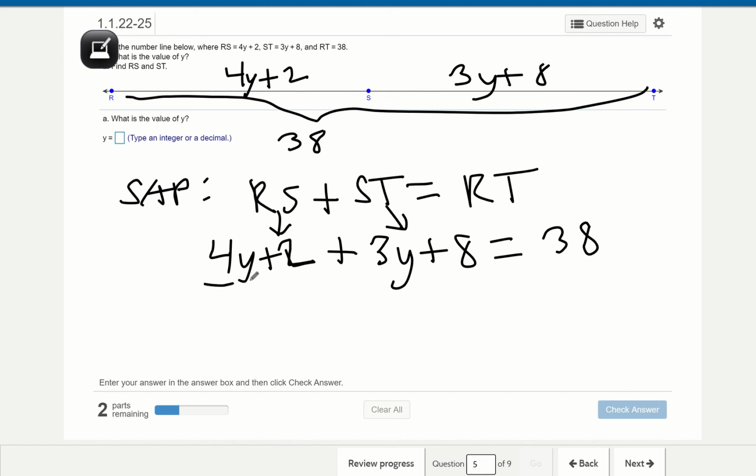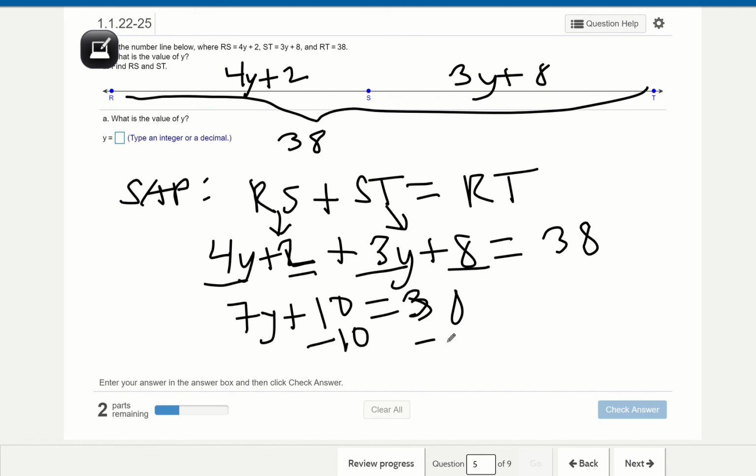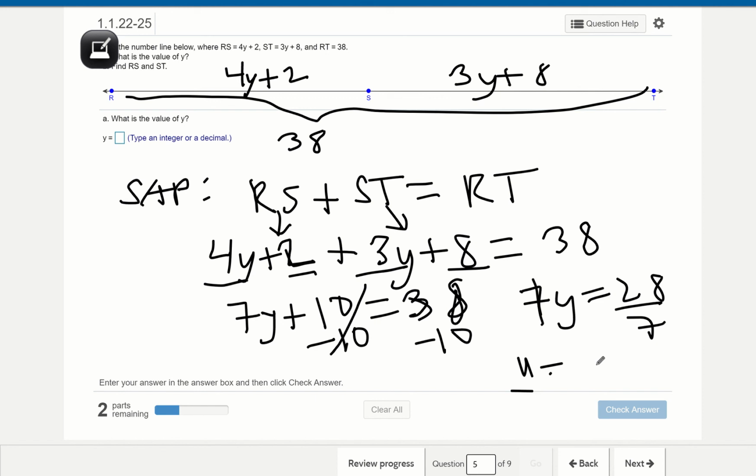So we have 4y plus 3y is 7y. 2 plus 8 is 10. And then we're going to subtract 10 on both sides. Sorry for the writing here. It's kind of laggy on the computer. And then we get 7y equals 28. Divide by 7 on both sides. And you get y equals 4.